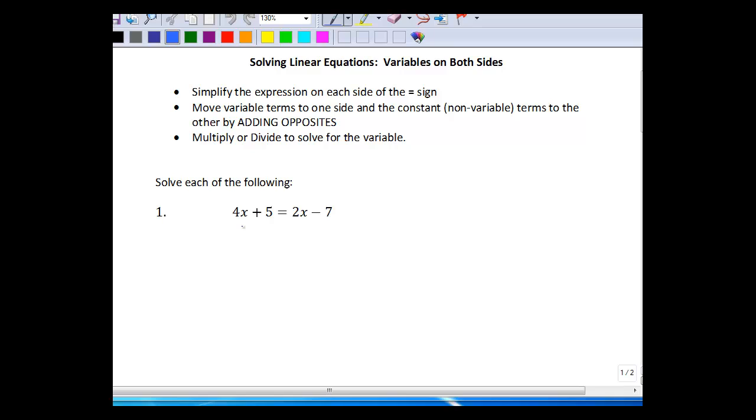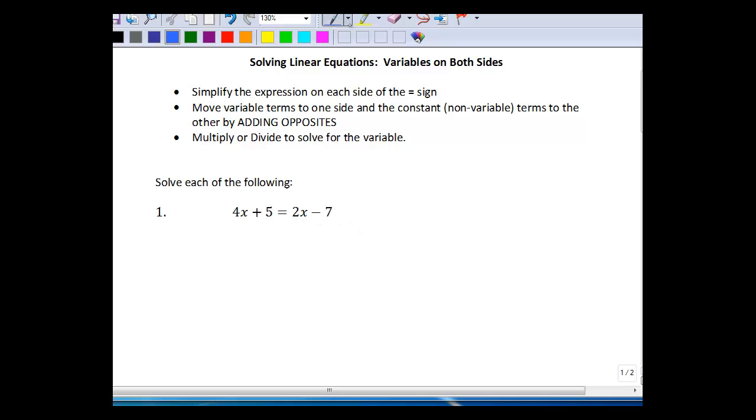The first one here says 4x plus 5 equals 2x minus 7, and we're trying to solve that, which means we're trying to find the value of x that will make the left side equal to the right side. If I look at the first step, it says that I need to simplify each expression on each side of the equal sign. That means combine like terms. If I look at the left side, I have a 4x and a 5, and those are unlike terms, so I can't combine those. And here I have a 2x and a negative 7, and those are unlike terms, so I can't combine those. So there's no simplification to do.